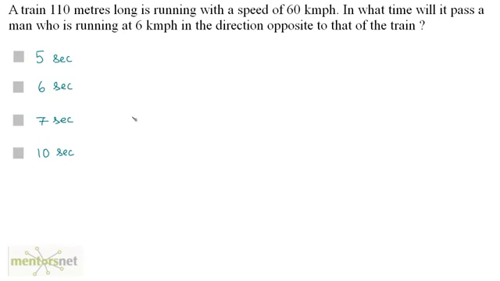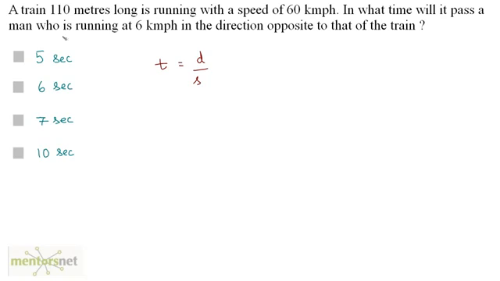A train 110 meters long is running with a speed of 60 kilometers per hour. In what time will it pass a man who is running at 6 kilometers per hour in the direction opposite to that of the train? Well, the formula for time is actually distance upon speed. Now we know that the man and the train are going in opposite directions. Hence, the relative speed will be taken into consideration.